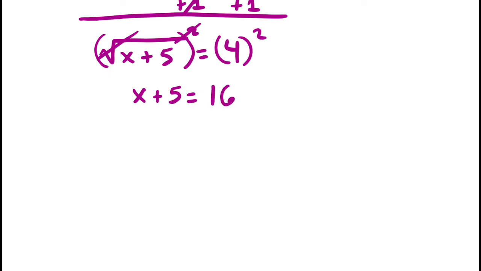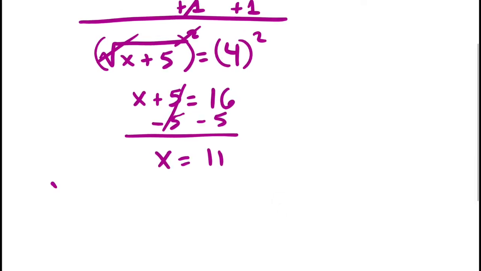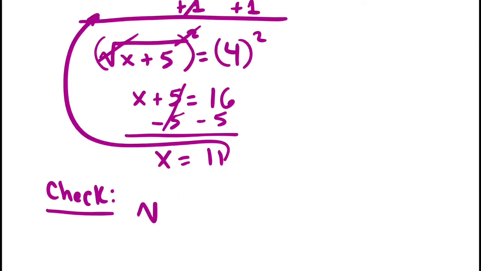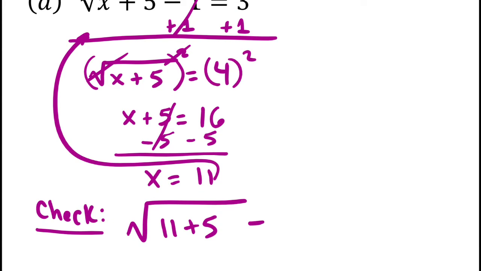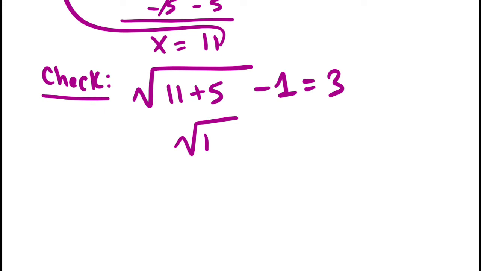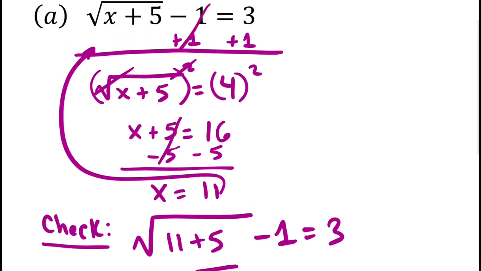Now we're going to solve for x. Now that the radical is eliminated, we can solve it like normal. So we got here x equals 11. So then next we're going to check this solution to make sure that it works. So we're going to do a check here real quick. So we're going to plug it into the original equation here. So if we do that, we get the square root of 11 plus 5, minus 1, equals 3. So notice here we get the square root of 16, minus 1, equals 3.